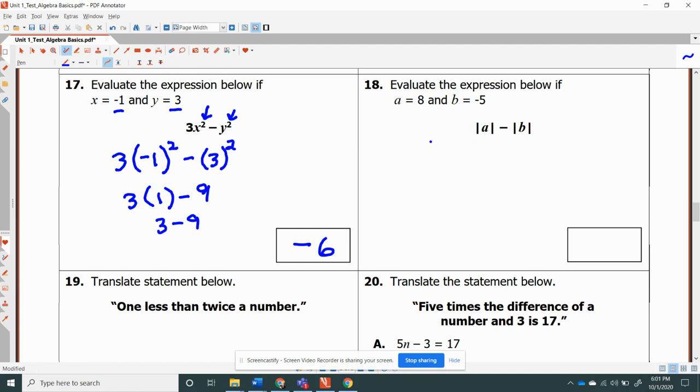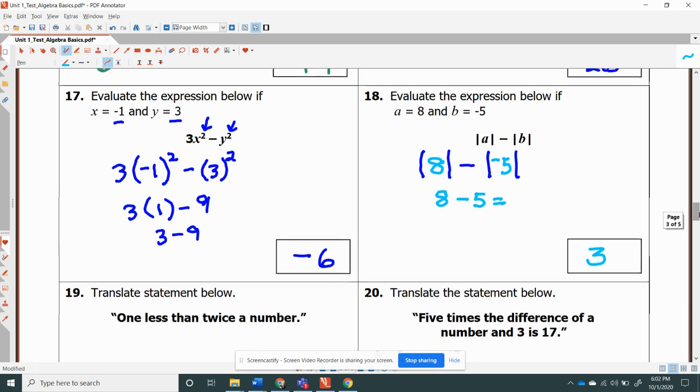Now we're asked to evaluate an absolute value problem. So if A equals 8 and B equals -5. So here's our absolute value bars. And I'll change my color. So A equals 8. So we have the absolute value of 8 minus the absolute value of -5. The absolute value of 8 is 8. Minus the absolute value of -5 is 5. Absolute value can never be negative because it represents distance from 0. So 8 minus 5 is 3.